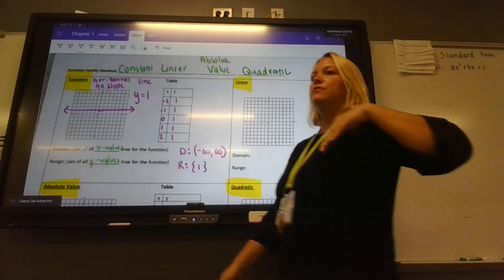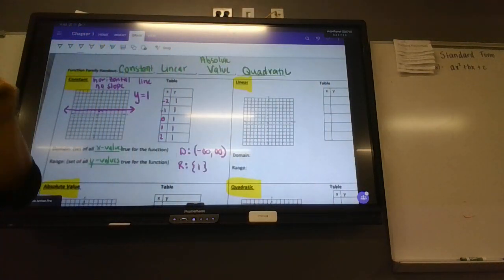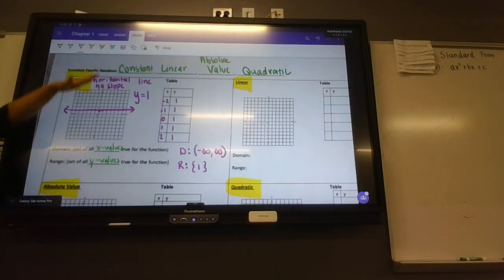Now this guy can move up and down. It could be y equals 10. It could be y equals -23. It could be y equals -1 million. It moves up and down, and that's pretty much it.